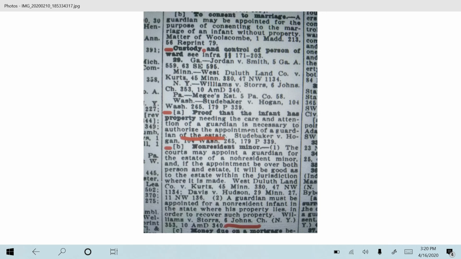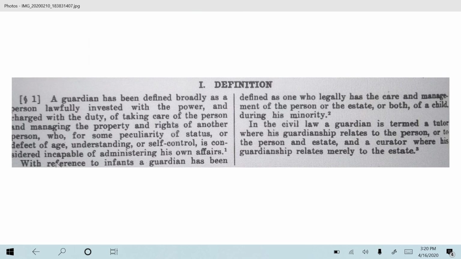Well, damn, Gucci. They're telling you. And they're also telling you that they can have one person manage your property and the other person manage you physically. But we'll go into another topic on that, which is the custody and control of a person of ward. Just to give you the definition of what a guardian is, and their powers.